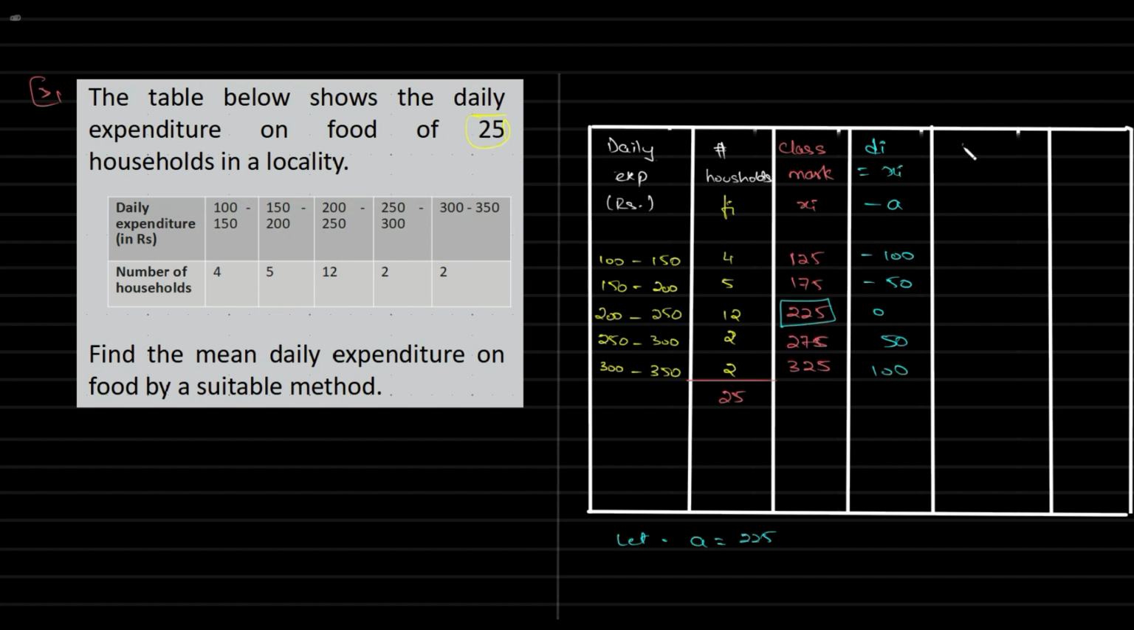Even better would be Ui. So I'll go with Di by h, where h is equal to 50. That's the HCF. So minus 2, minus 1, 0, 1, and 2. And last, we have Ui into Fi. This I'm not going to do, nor the final answer.